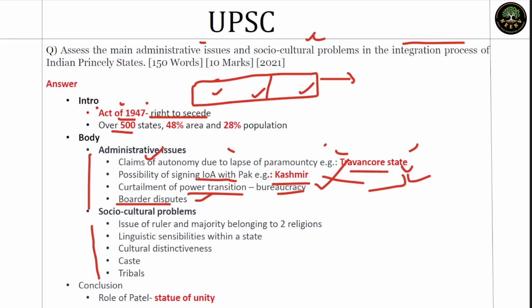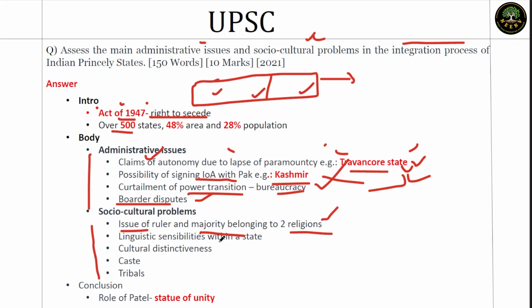On the socio-cultural side, there is the issue of ruler and people belonging to two different religions. This is visible in states like Hyderabad and Kashmir. So the ruler belonging to one religion and the majority of the people, or a good number of people, belonging to another religion creates friction, and there will be demands for a referendum. So it's a socio-cultural problem. This can be raised as a problem on that line.